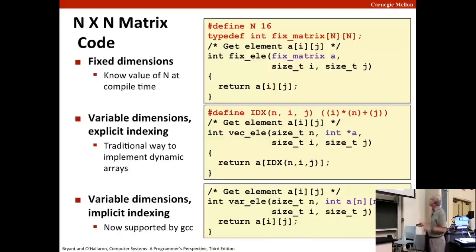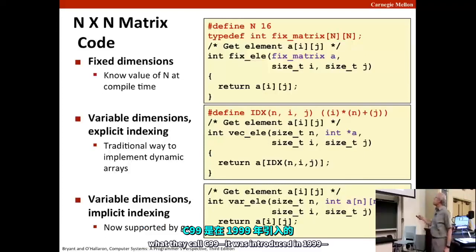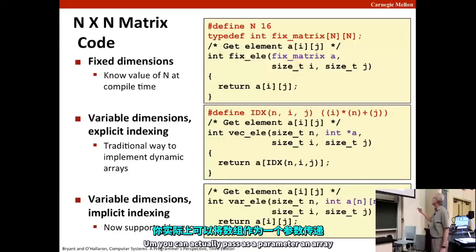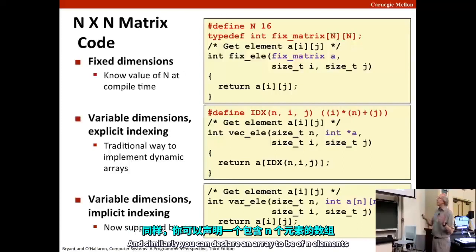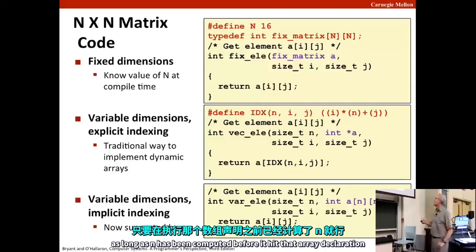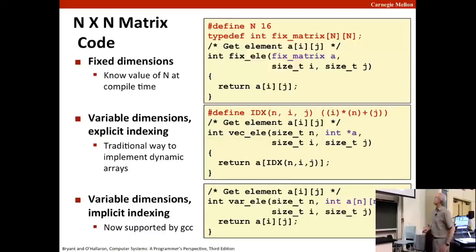Now, since a more recent generation of the C compiler, what they call C99, introduced in 1999, you can actually pass as a parameter an array where the number of elements in the array is also a parameter that's being passed to the function. And similarly, you can declare an array to be of n elements as long as n has been computed before it hits that array declaration. And the compiler will do the right thing. It will allocate the proper number of elements.